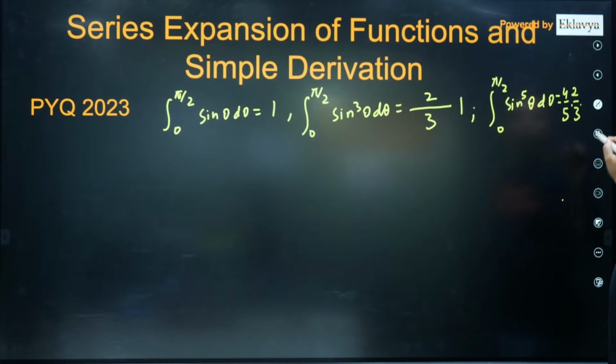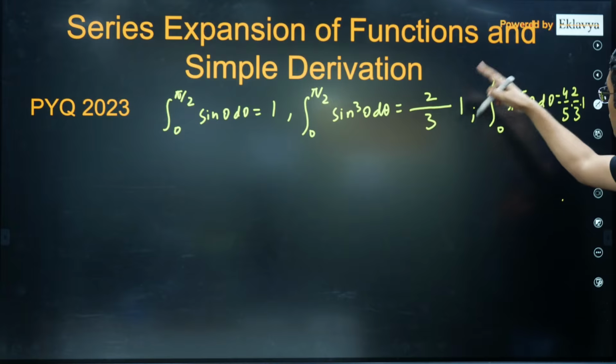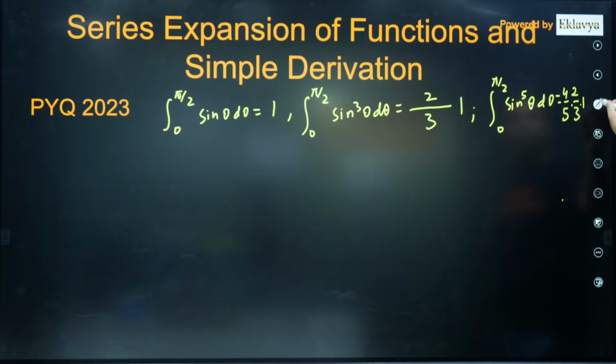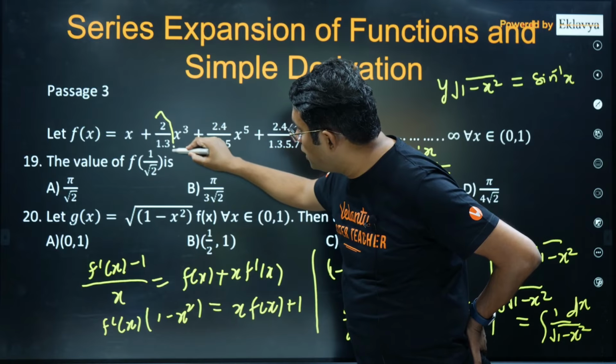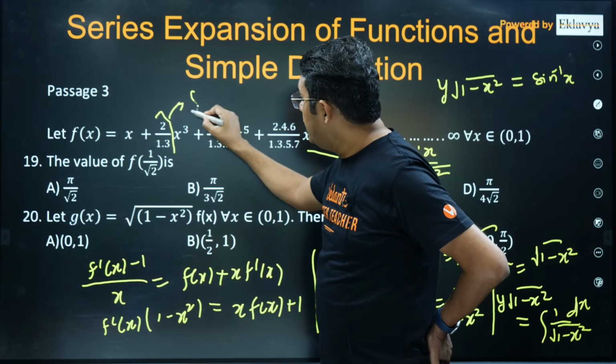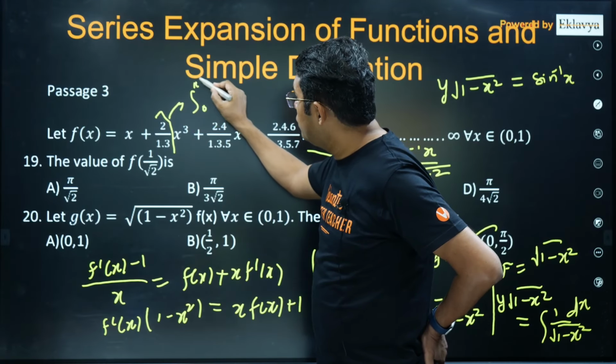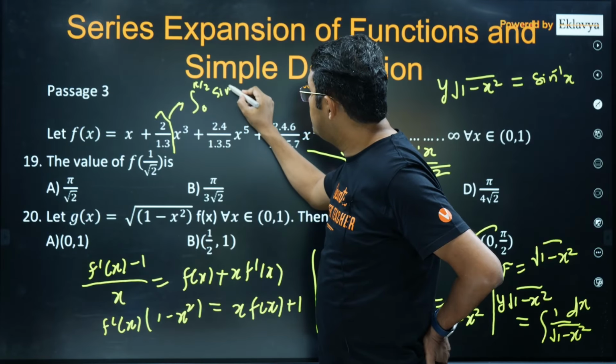Now you can look at your question once again. 2 upon 3, 2 into 4 upon 3 into 5. So in this question you can see these numbers are actually those only. Can I say this is integration 0 to pi by 2 sine cube theta d theta.